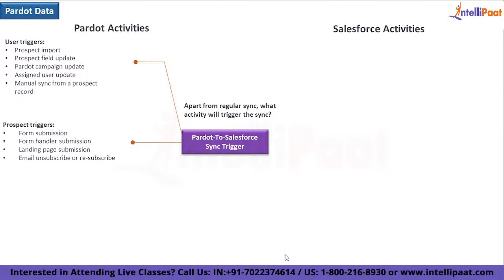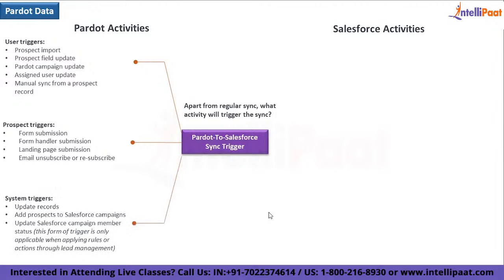So on top of it, I'm talking about user triggers, prospect triggers, and also system triggers. So all these activities happen on the Pardot side. And when I say system triggers, yes, updating the record, adding a prospect to the Salesforce campaigns, or updating the Salesforce campaign member status. This form of trigger is only applicable when applying rules or actions through lead management. So these are all the activities performed on the Pardot side.